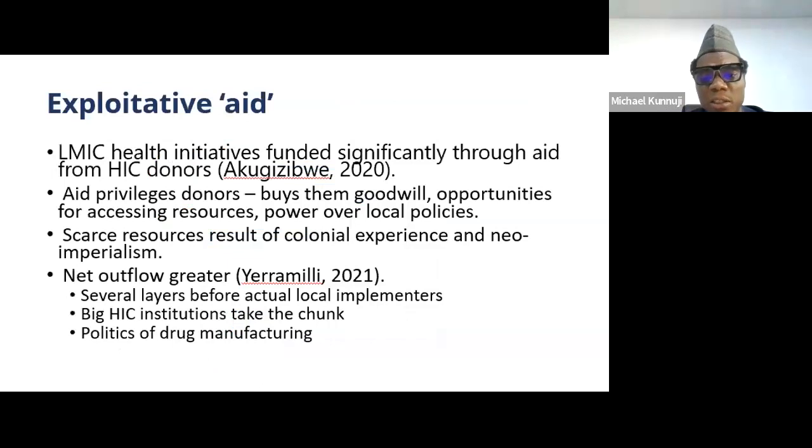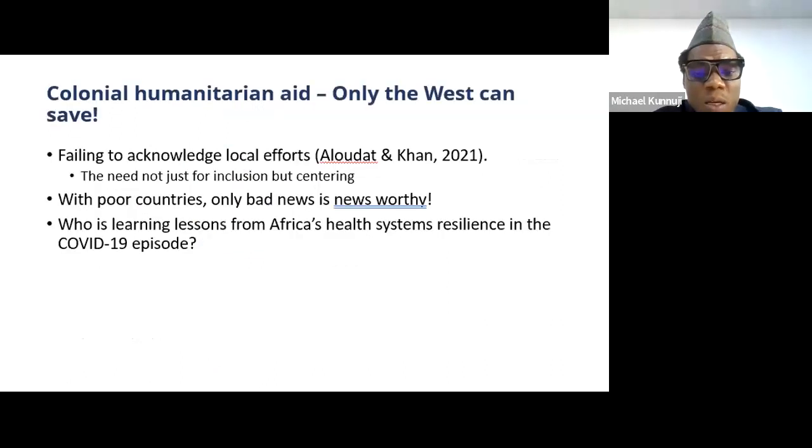So when aid is structured in a way that privileges donors by buying them opportunities and power in low and middle income countries, then we can say that humanitarian action has become exploitative and by implication, colonial. The next slide. Also, saviorism. That is actions that suggest that help comes only from certain parts of the world, or humanitarian actions that fail to acknowledge the strengths of those countries and people believed to be vulnerable and needing aid are all colonial. The next slide, please.